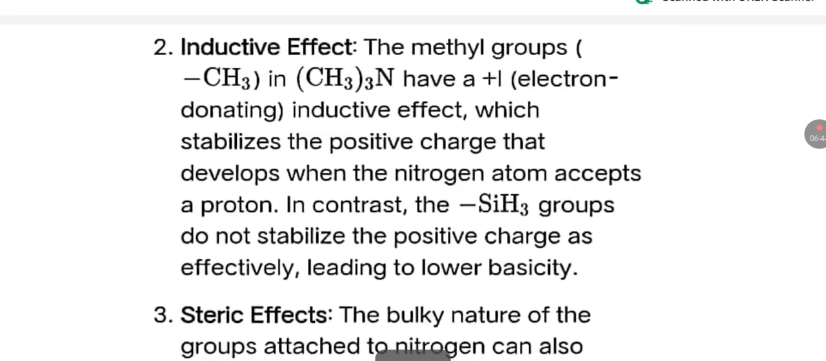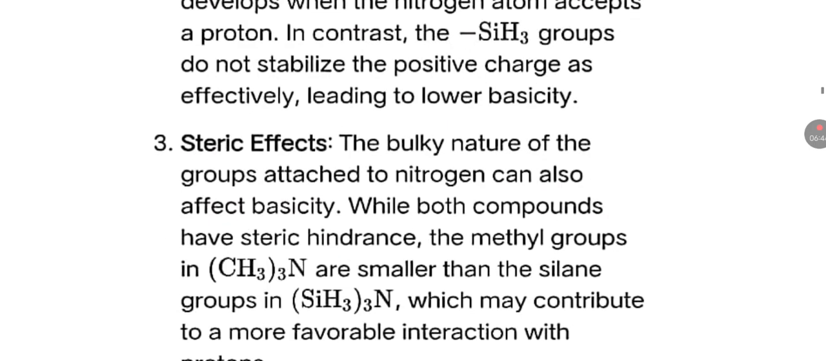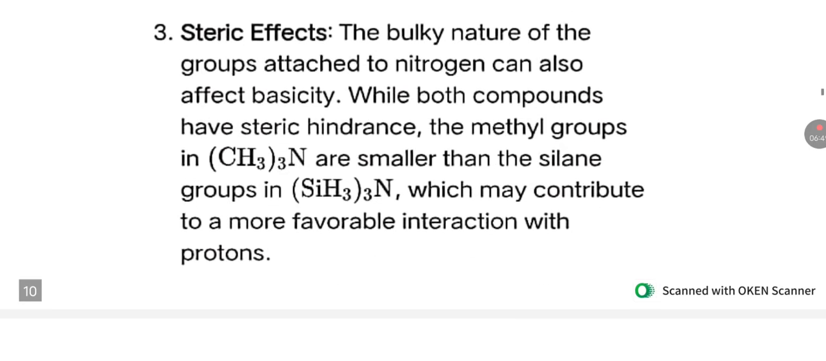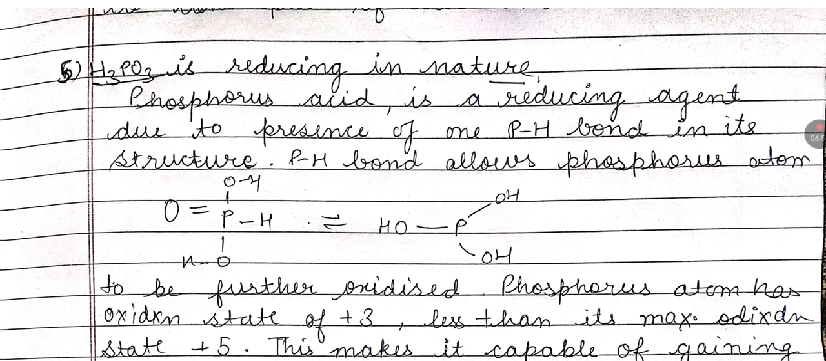And these are a few more reasons, like inductive effect and steric effects, for the lower basicity.